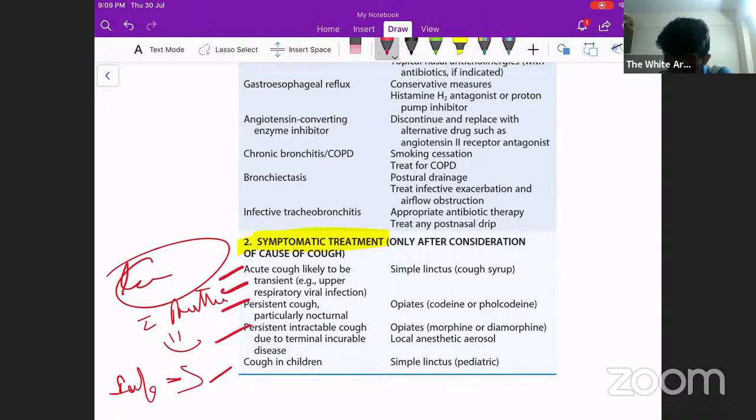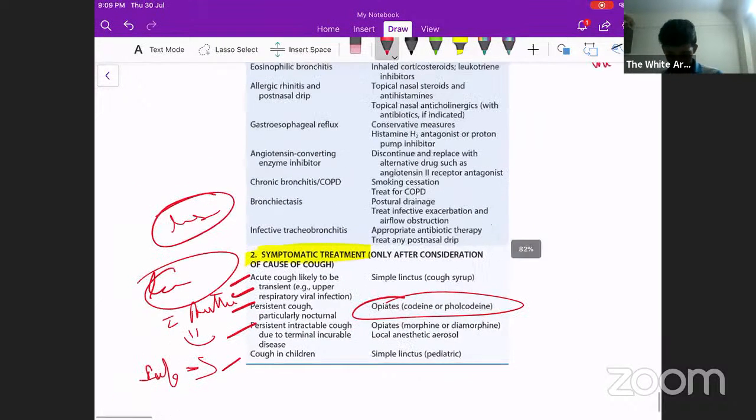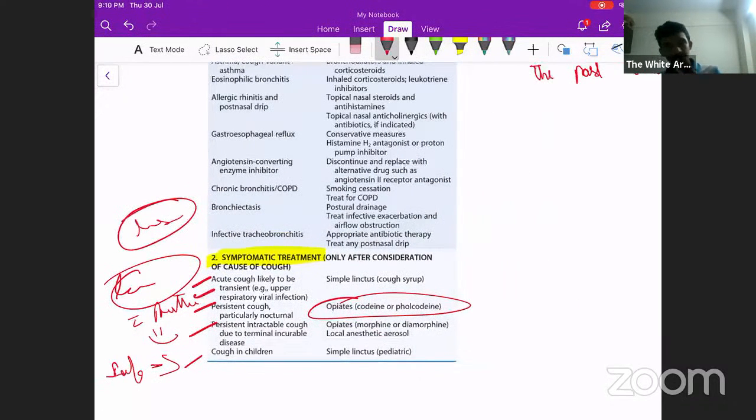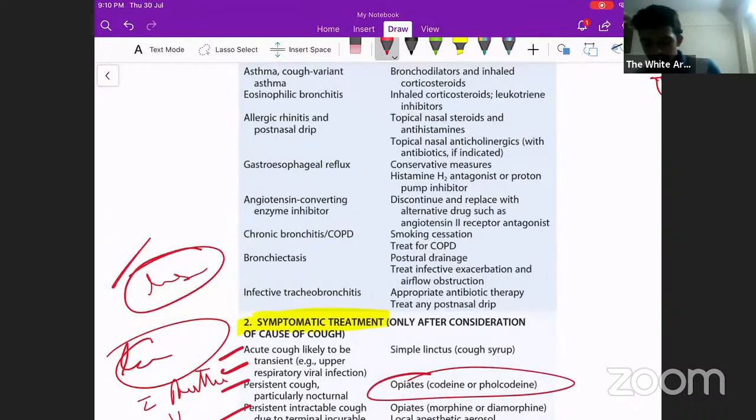For simple dry cough, even codeine and pholcodine can be tried. If it is productive, plain levosalbutamol works really well instead of adding other things. If the patient is severe, and congestive symptoms are present, we can go ahead and give antihistamines, but usually plain levosalbutamol itself will be good enough.